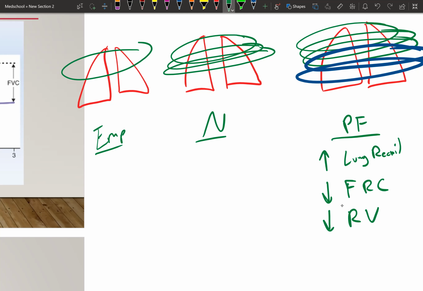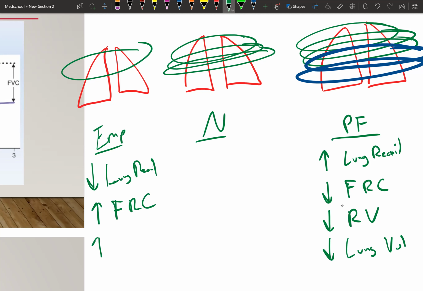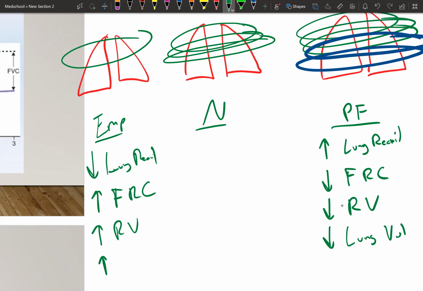Here we can actually say that in pulmonary fibrosis, we decrease lung volume. So emphysema is actually decreasing lung recoil. You are going to increase your FRC, or that point at which the outward recoil of the chest wall and the inward recoil of the lung are balanced. So you're going to have a greater FRC, an increased residual volume, and an increased overall lung volume, because you have less recoil because you only have 1 rubber band.